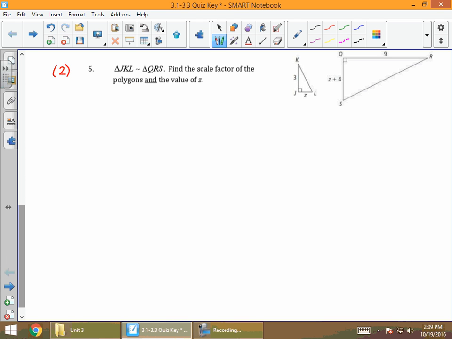It says triangle JKL is similar to triangle QRS. Find the scale factor and the value of Z. So here's where your 2 points come from. If you can find the scale factor, that's 1 point. If you find the value of Z, that is the second point. Okay, so I'm going to set up my proportion. I only have information on 2 sides. So I'm going to use the little triangle, and I will go the short side, Z, then the longer side, 3.